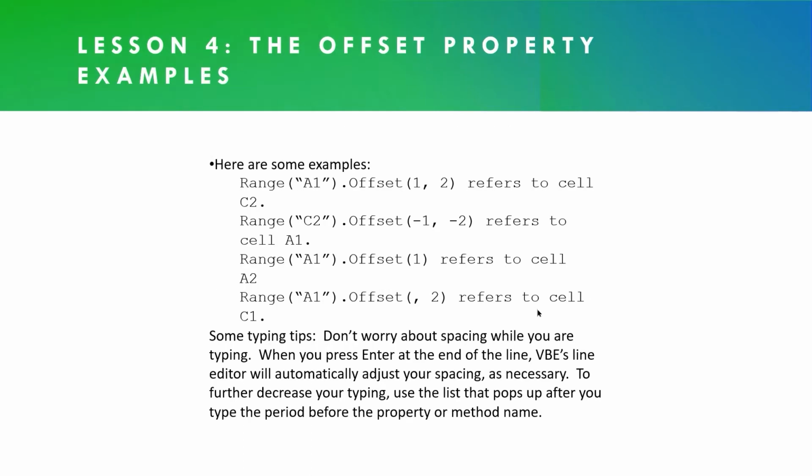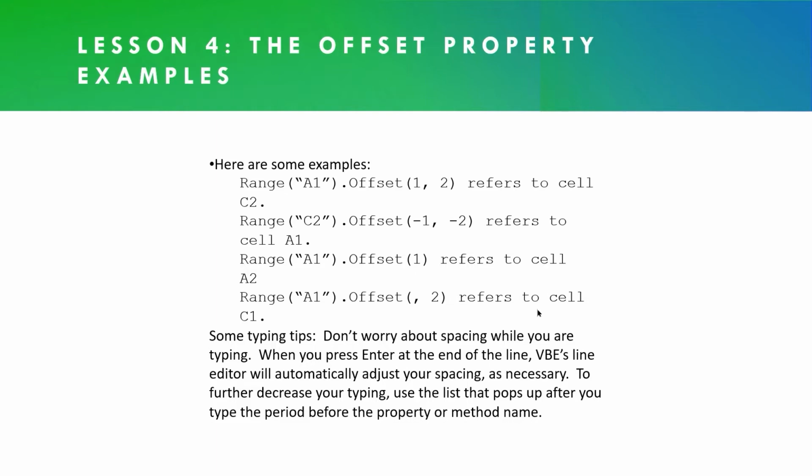So I have some examples here. Range A1, so if you're in cell A1, dot Offset 1, 2 refers to cell C2. The first argument is the rows argument. So it's saying go down 1 row and go to the right 2 columns. So if I'm in cell A1 and I go down 1 row, I'm in row 2. And if I go across 2 columns, I'm in column C. So it refers to cell C2.